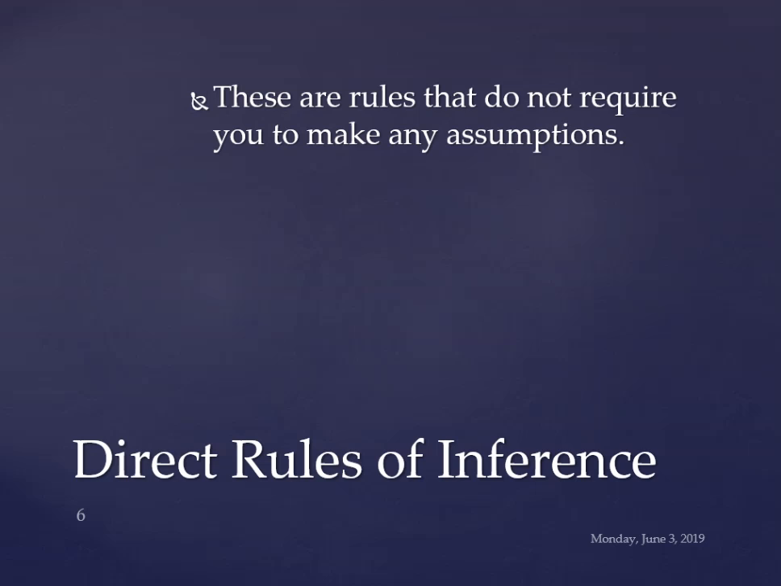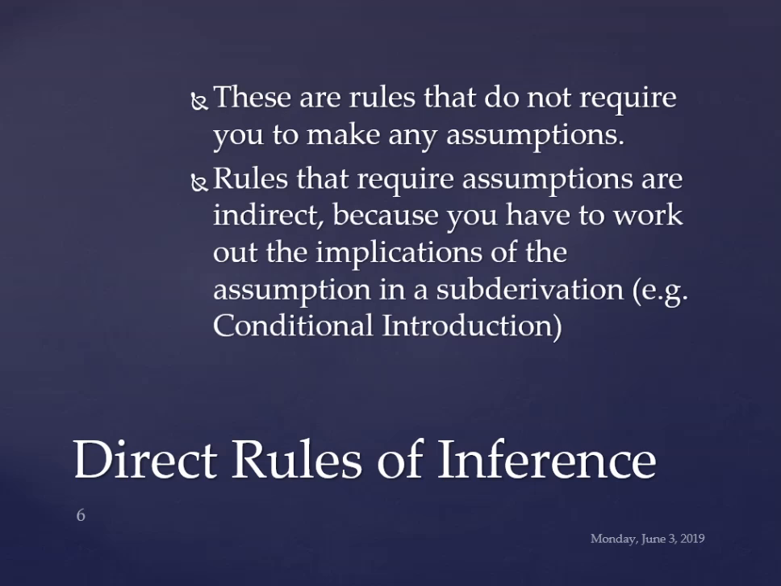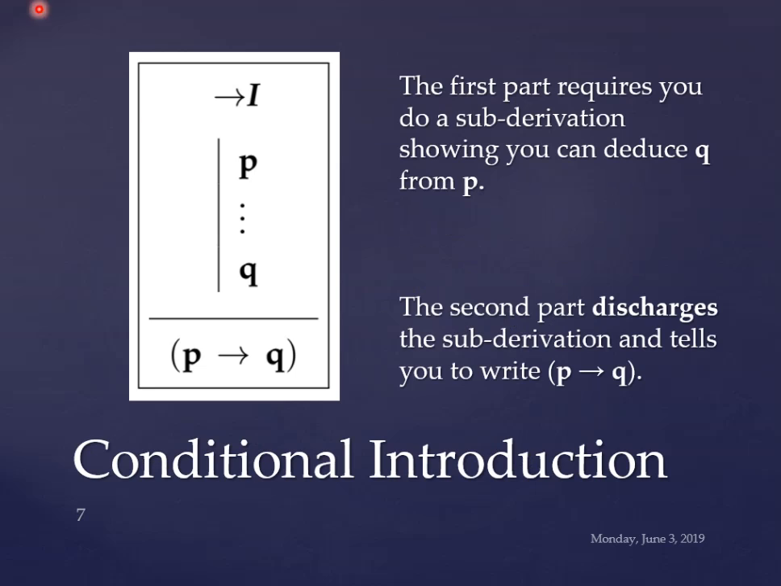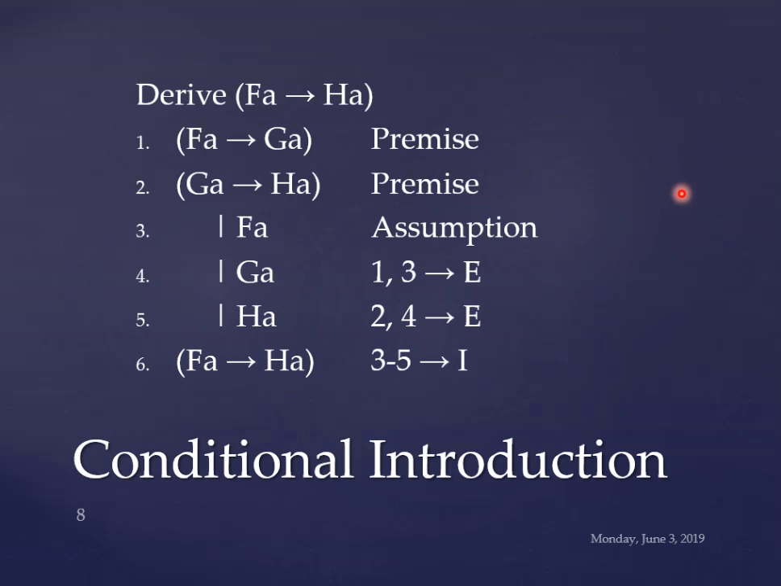We did see a rule in the last lecture where we were making assumptions and starting subderivations. Those are called indirect rules of inference, and we only have two of them in our system. Conditional introduction is like that. Here it is. This makes you make an assumption. So you start a subderivation, you assume the antecedent, you deduce Q, stop the subderivation, and then you can write down P arrow Q.